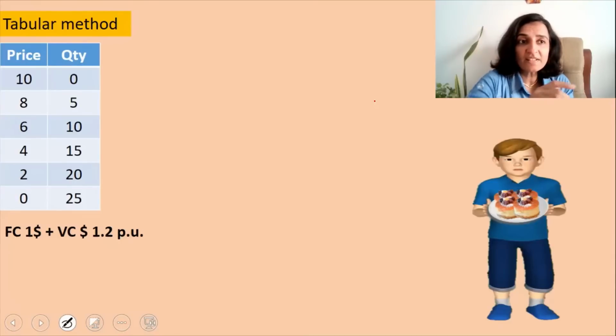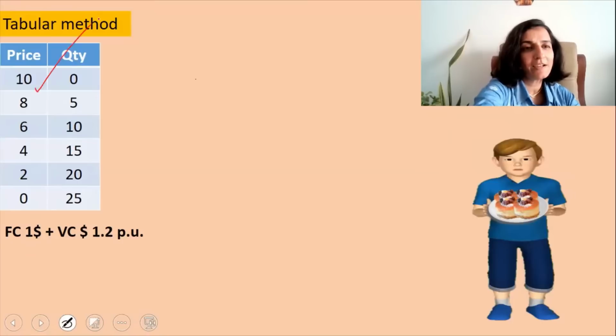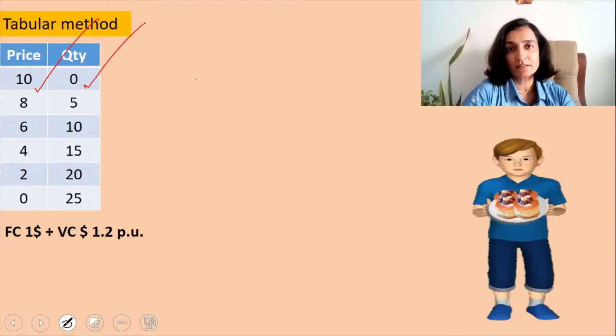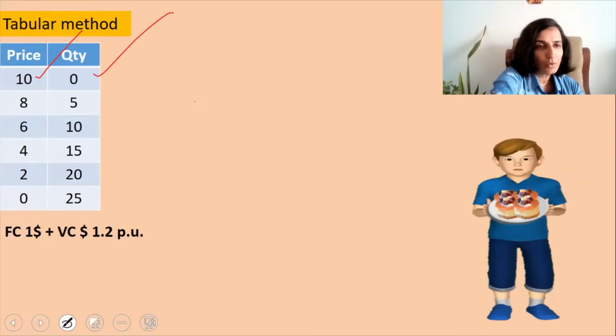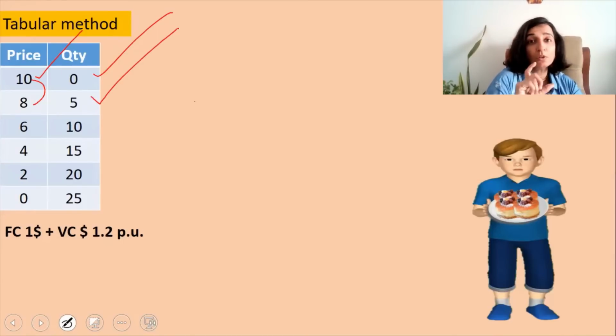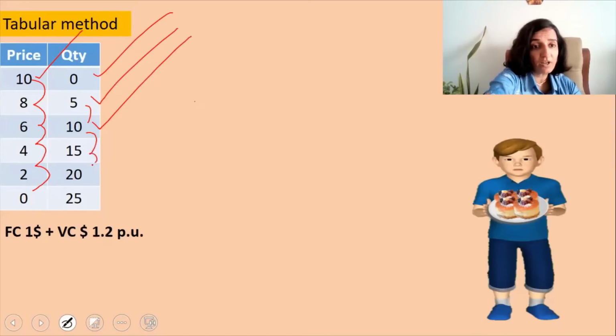So the first method that we will be studying is the tabular method. So the price and the quantity demanded is given. If you notice here, when the price is $10, the quantity demanded is 0. And when you reduce price by $2, there is a jump in quantity to the tune of 5 units. And again, when the price has been reduced to $6, that is a $2 reduction, the quantity has again jumped by 5 units. So every $2 reduction in price leads to a 5-unit increase in the quantity demanded.